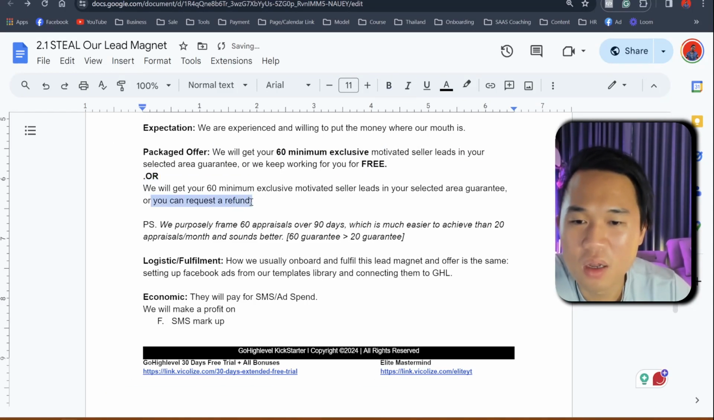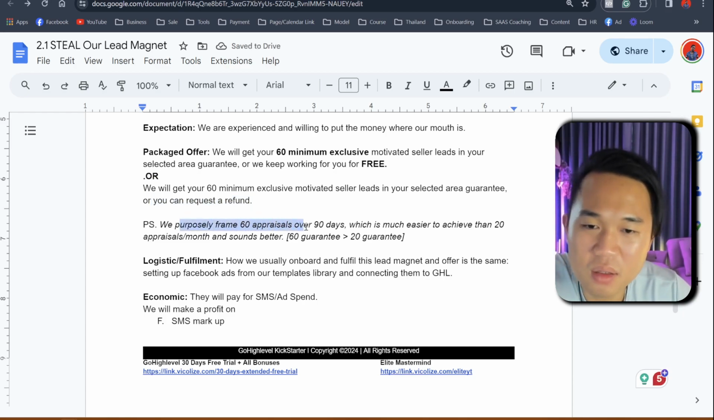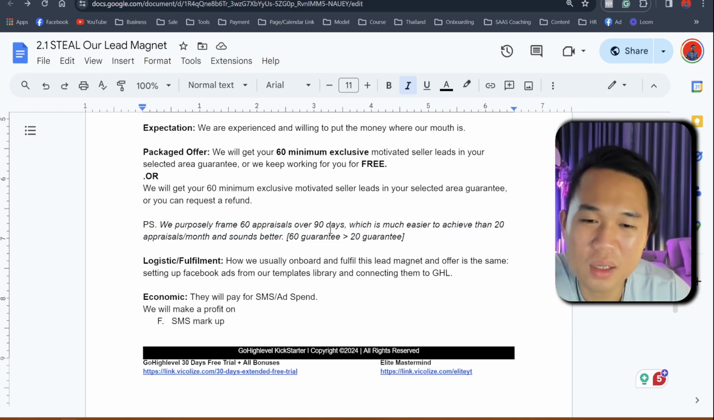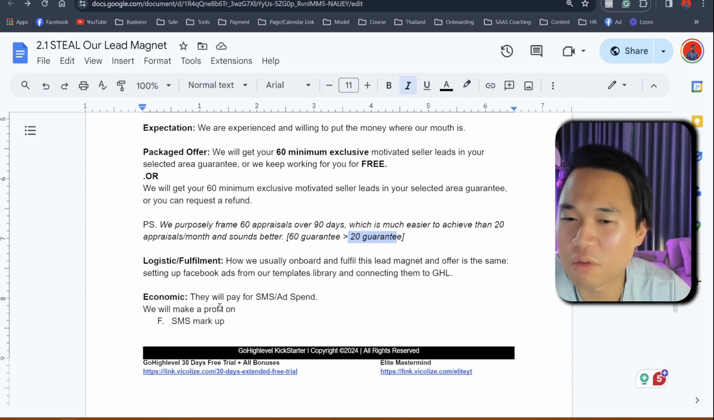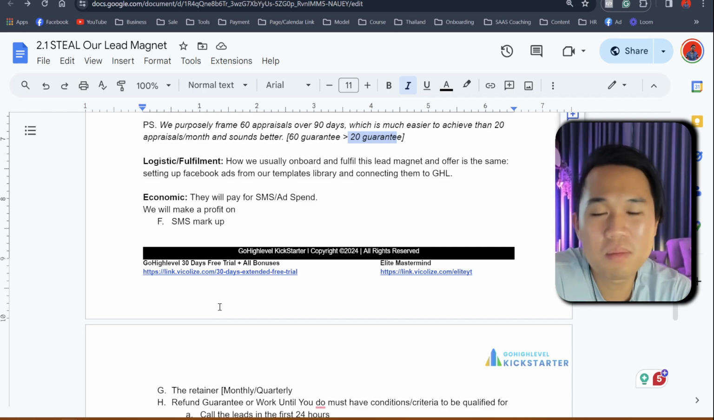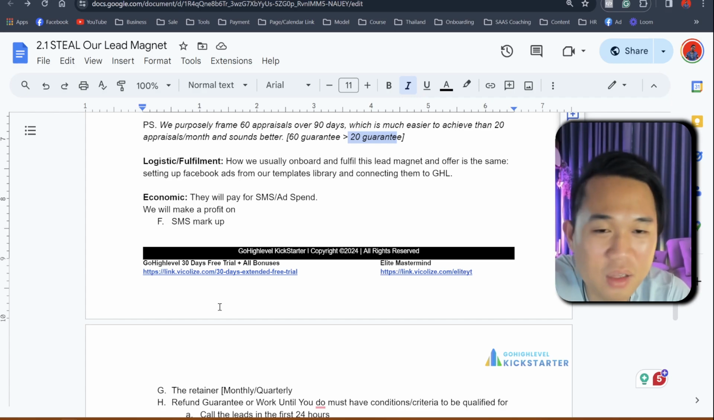Now, we purposely frame it as 60 appraisals over 90 days, which is much easier to achieve than 20 appraisals per month and sounds better. Technically, they are the same thing. 20 per month and 60 over 90 days are the same thing. It just sounds better because 60 guarantee sounds better than 20 guarantee, and it actually gives you more room, more time to actually fulfill your promise. Because sometimes if you run Facebook ads, you probably know some months you won't get 20, but other months you get 25, so it makes up for next month. So this is the safest way of putting words that back your action up.